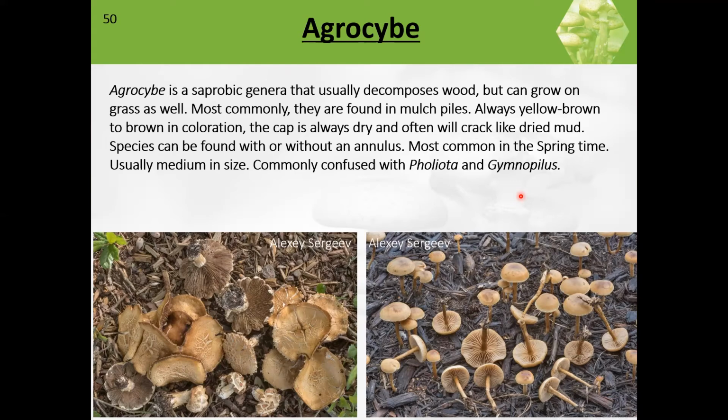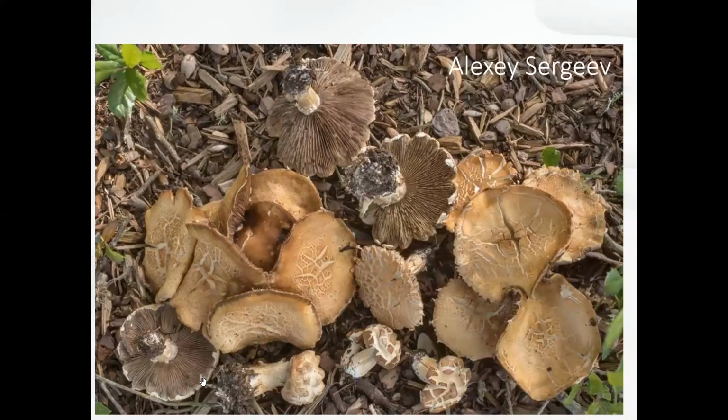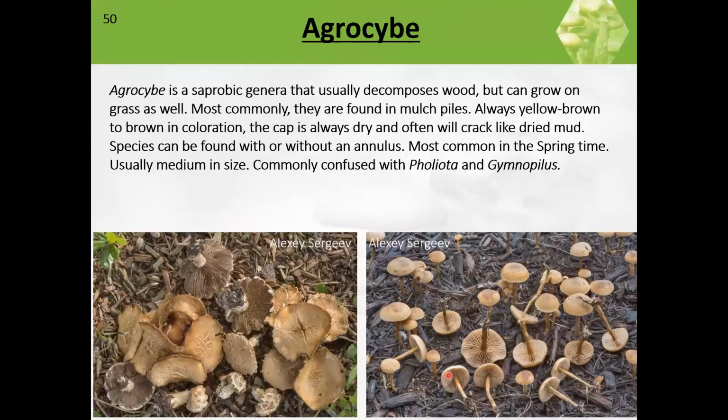The cap is always dry and it usually starts to crack like dried mud. Can you zoom in on the left one? If you can see right here in the middle, it's cracking up like you would expect a place that hasn't gotten rain in like 10 years to crack. At times, Agrocybe can have an annulus, and then that annulus will usually fall off. But as you can see, the specimens on the right don't really have an annulus. That's the ring around the stem.